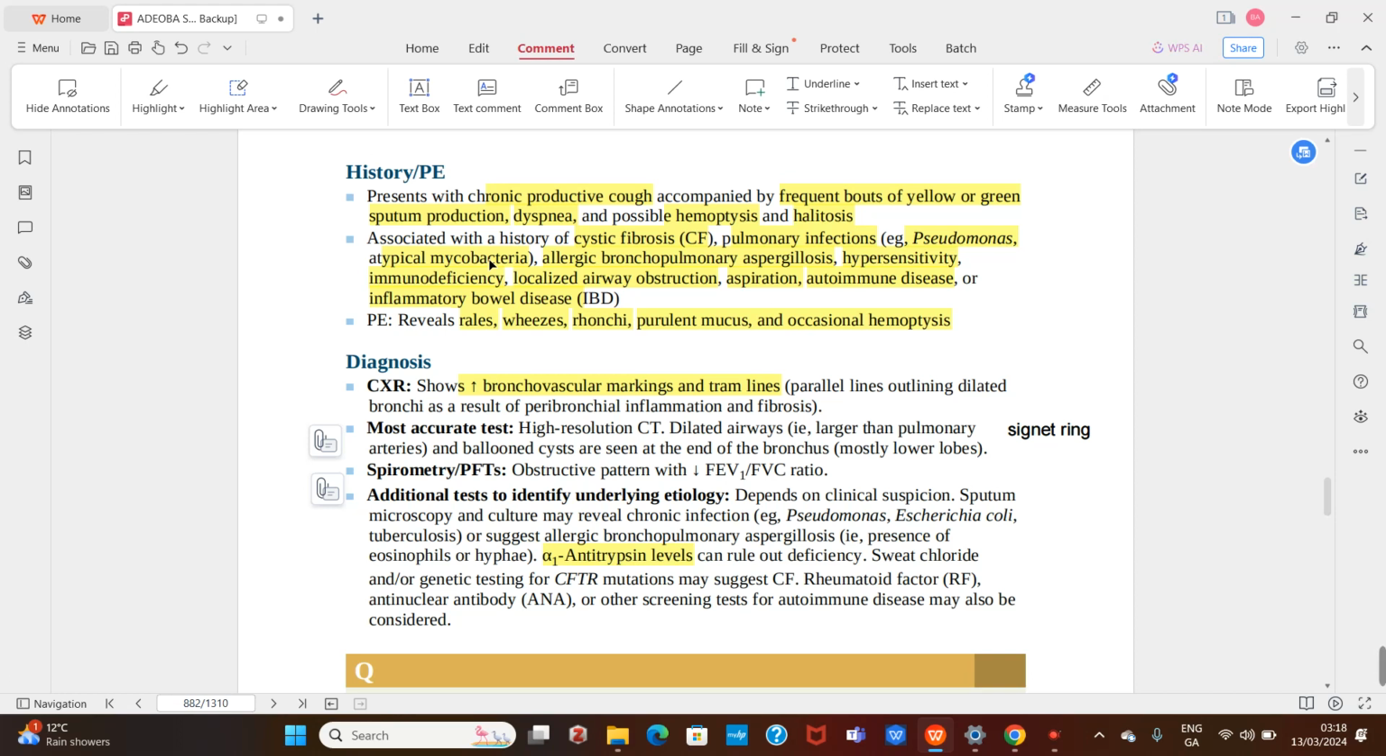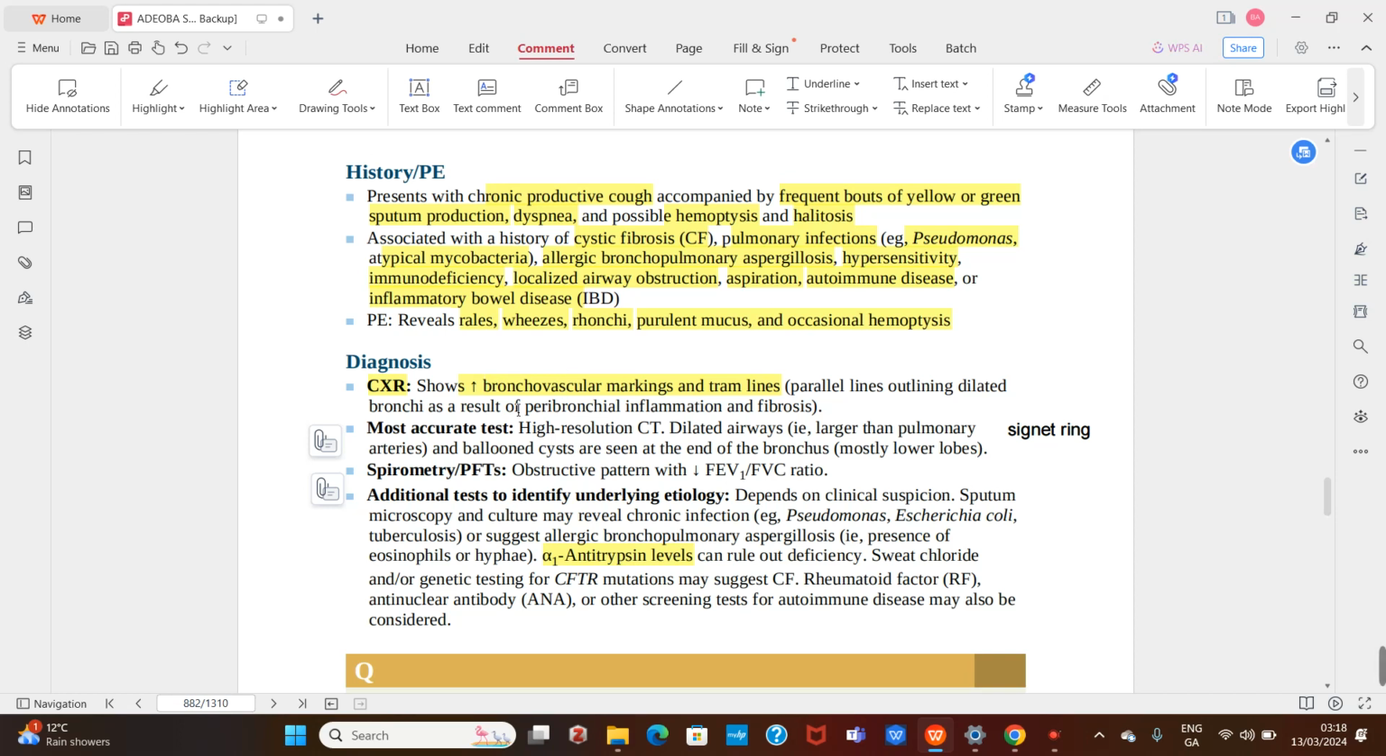So those examination findings might not be specific, but from the history, you can pinpoint the possible cause, and of course, you want to confirm your diagnosis with some imaging test. So you can do your chest X-ray initially, but that is not the definitive investigation modality. So initial test, chest X-ray, what are you going to see? Increased bronchovascular markings.